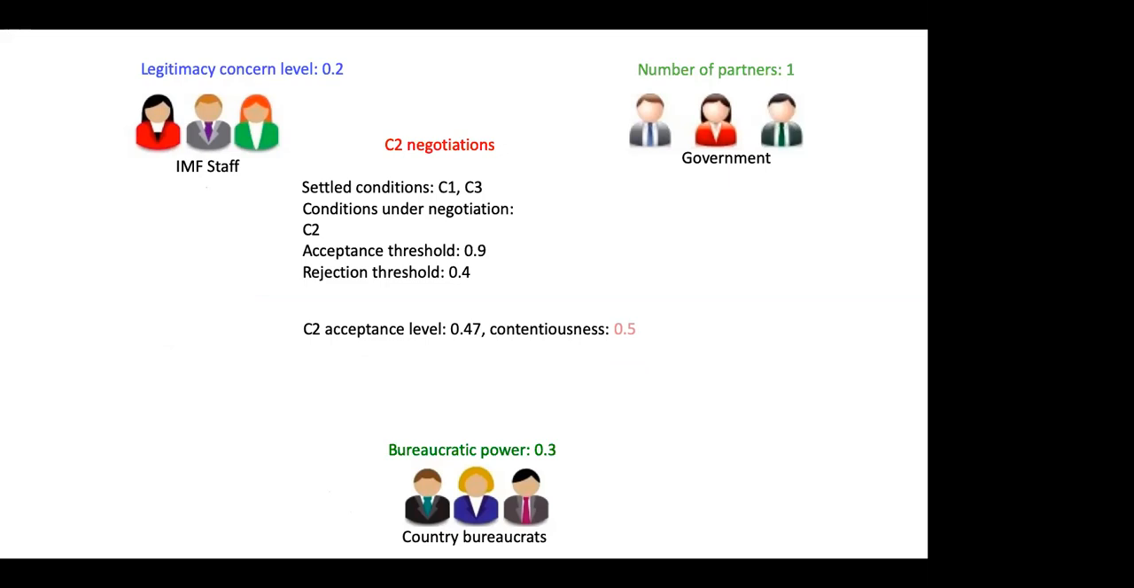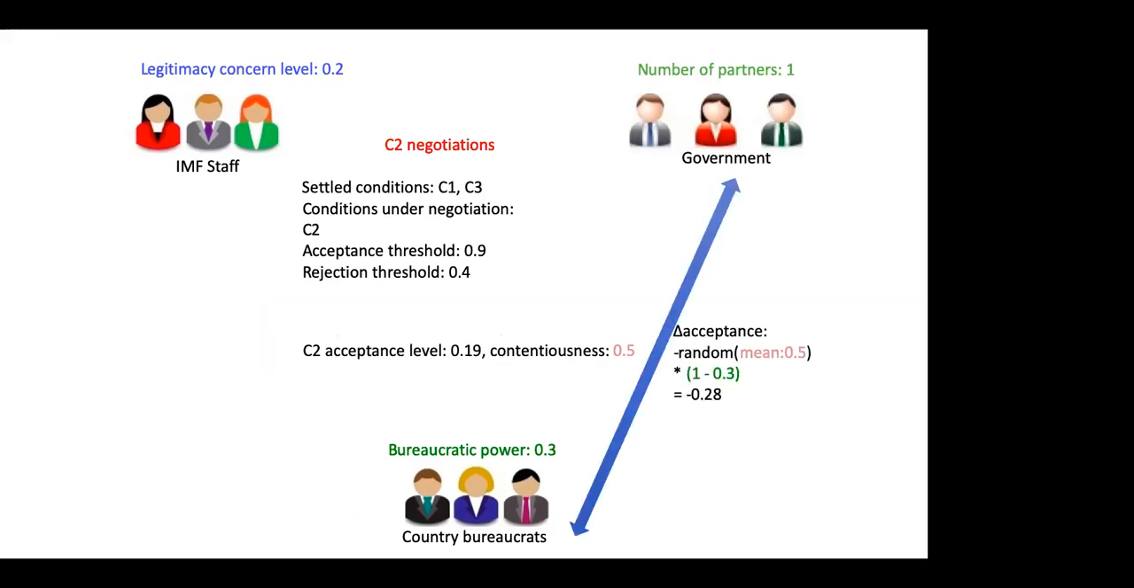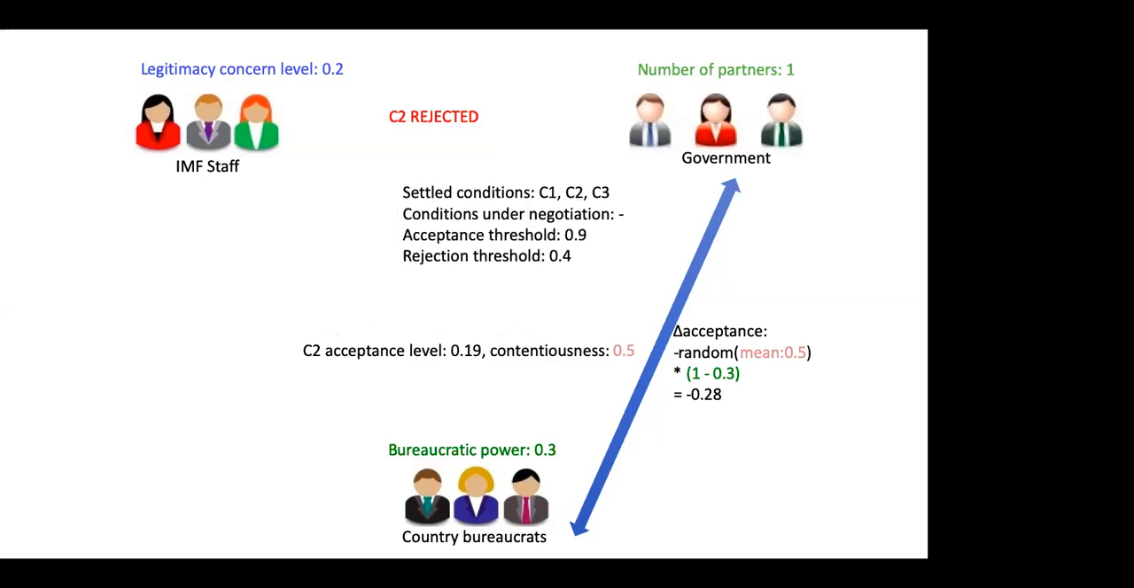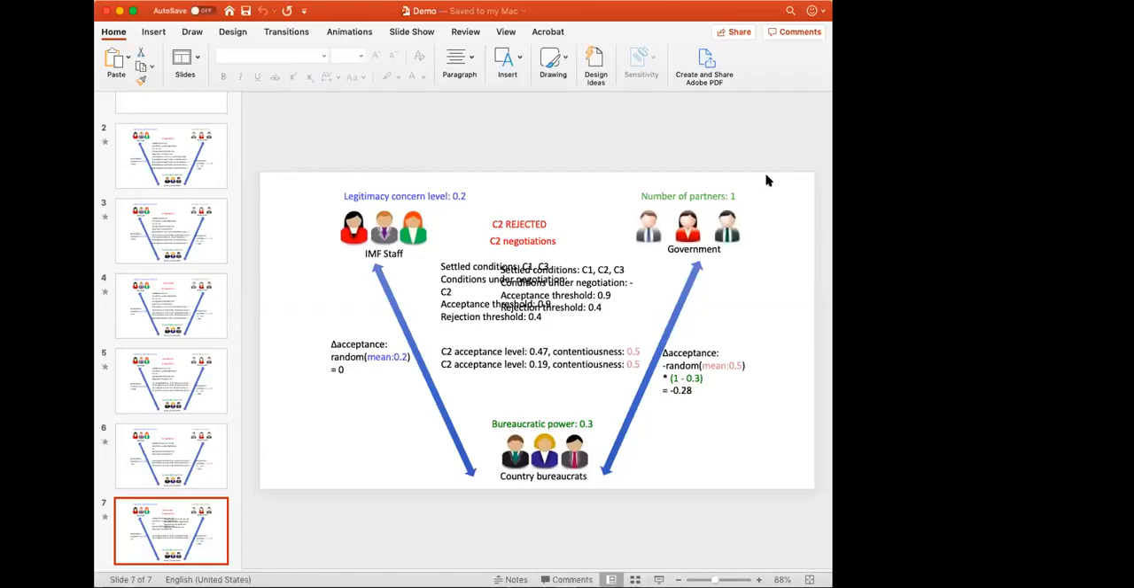So we have another round of negotiations for C2 in which the staff is not very insistent and the government still shows resistance, resulting in the decrease of the acceptance level to 0.19, which rules C2 out of the program and the simulation stops. And I stopped sharing.